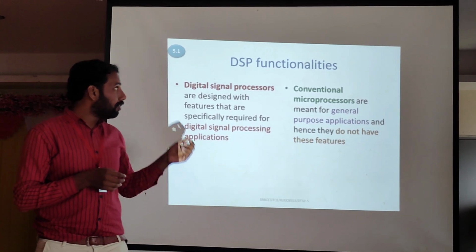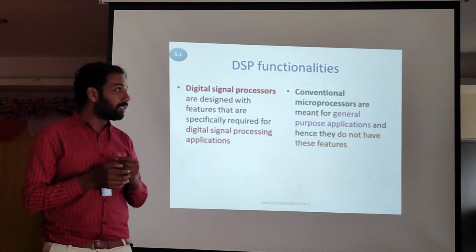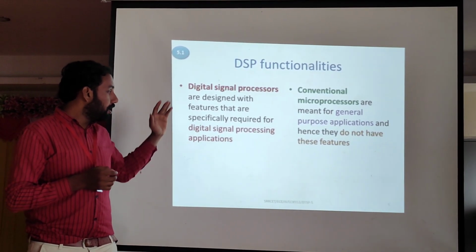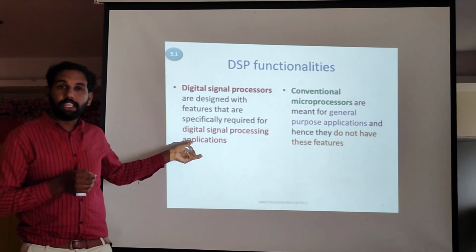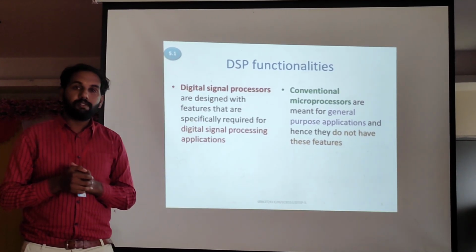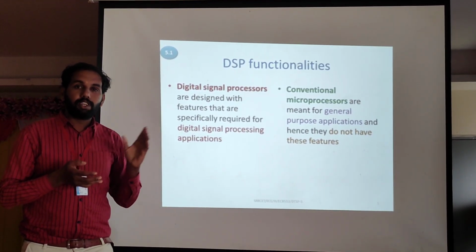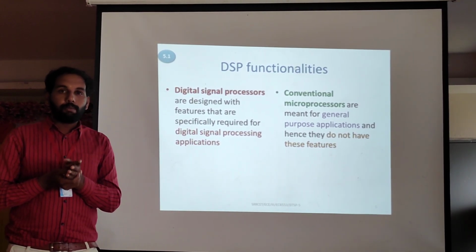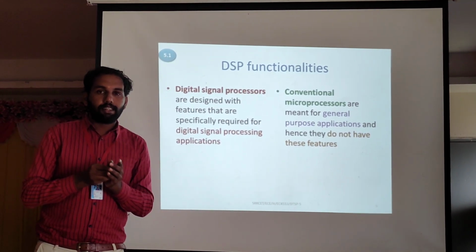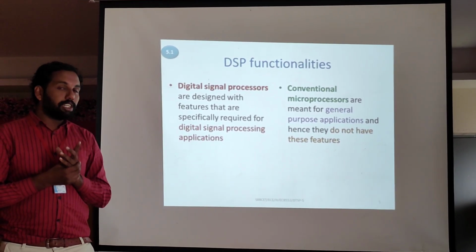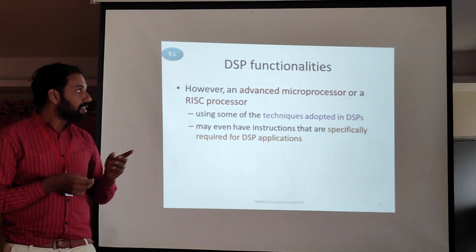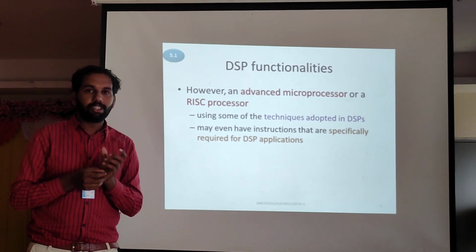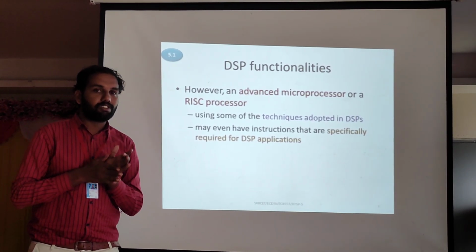Next, we are going for the digital signal processor and its comparison with the conventional microprocessor. DSP is used for digital signal processing applications only. In a conventional microprocessor, we use a wide variety of general purpose applications, such as in our mobile phone, our laptop, etc. There are many applications used in the conventional microprocessor. Next we are going to see the RISC and CISC processors. RISC is a reduced instruction set computer and CISC is a complex instruction set computer.